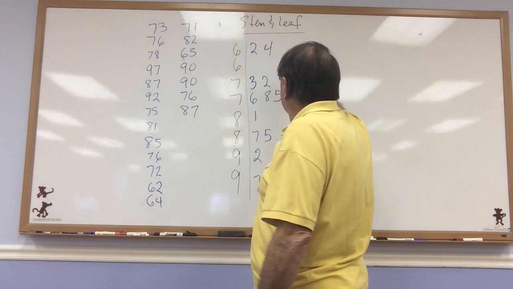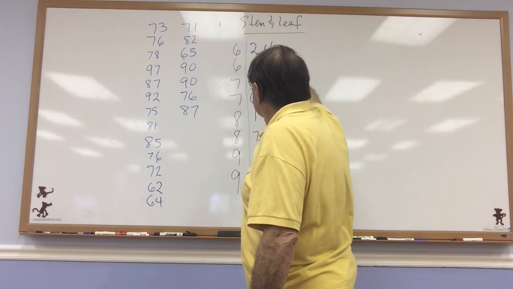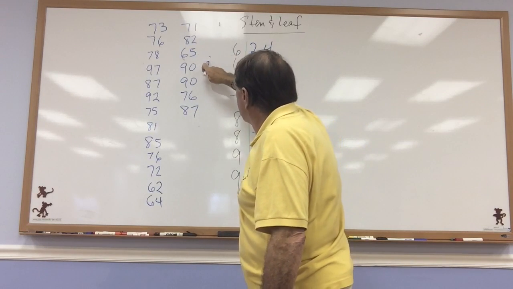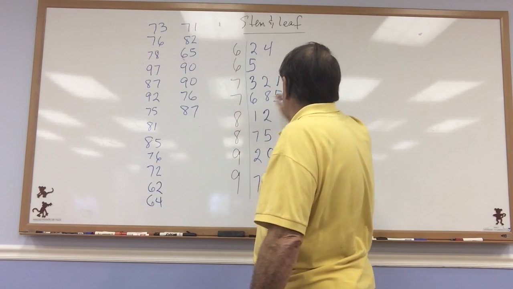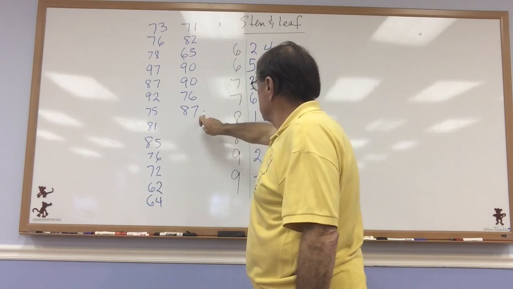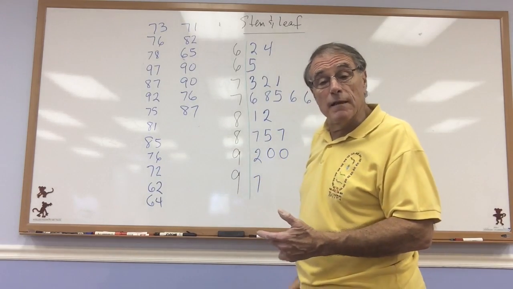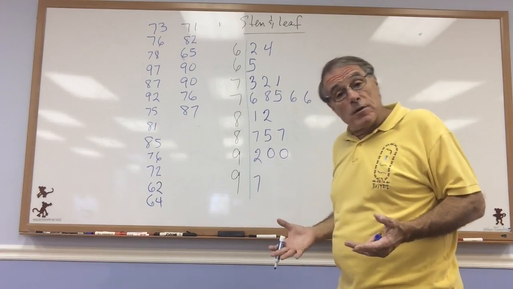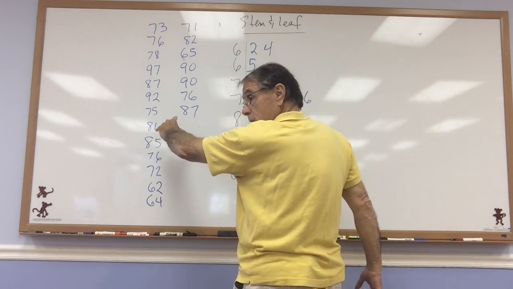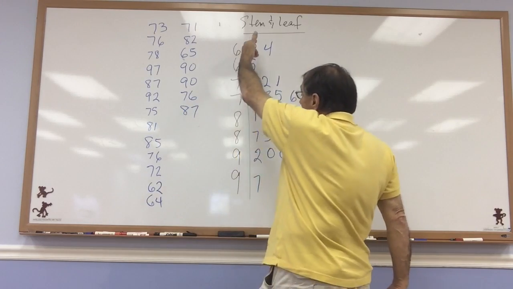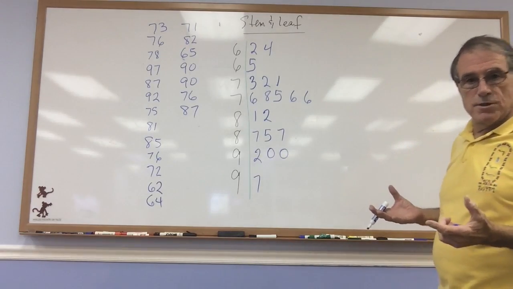I have a 71, an 82. Here's a 65. I have 2 90s. I have a 76, and I have an 87. Here's my stem and leaf. And in just a few moments, I took these 20 raw scores and easily put them in a stem and leaf with 2 lines per stem.